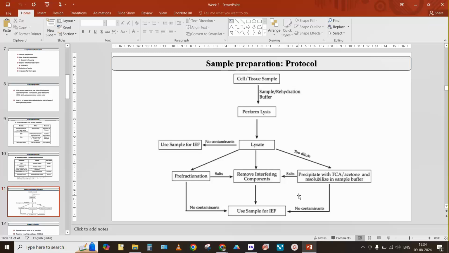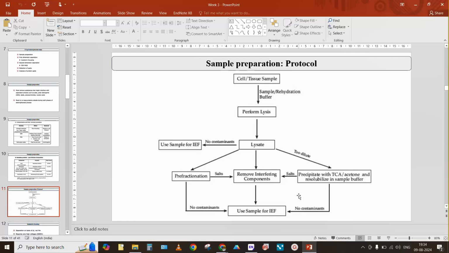The first step is cell or tissue sample collection. We collect the biological samples from cells, tissue, or body fluids. For cells or tissue, snap freeze the samples in liquid nitrogen and store them at minus 80 degrees Celsius until used, to prevent protein degradation.